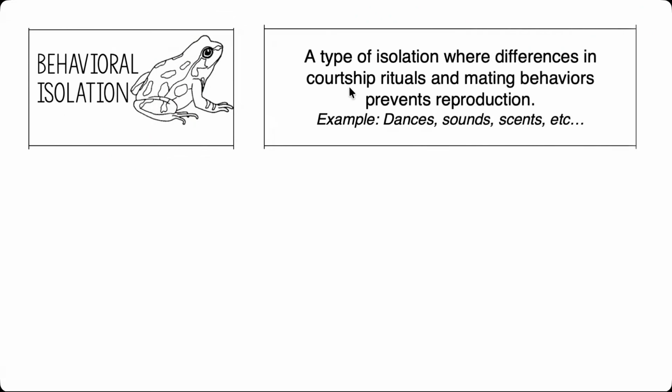Behavioral isolation. Isolation where there are differences in courtship rituals. If you don't know what that means, some birds, we showed a clip of it before, do dances or something in order to get attention from different females of their species. Mating behaviors prevent reproduction. This can be dances, the sounds that they make, the scents that they release.